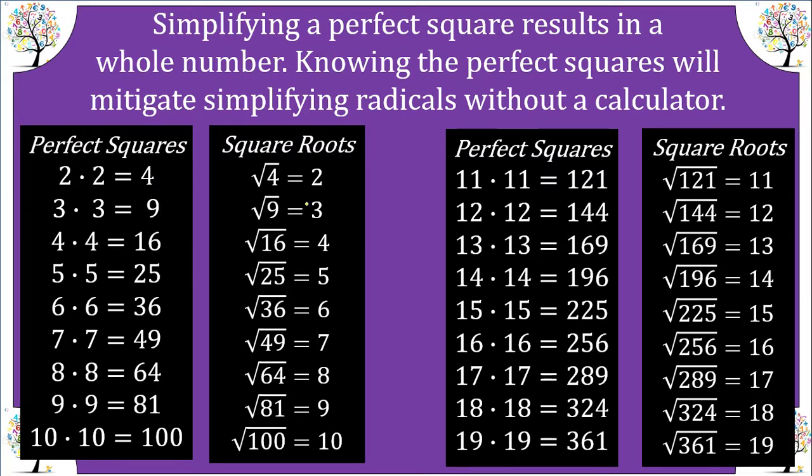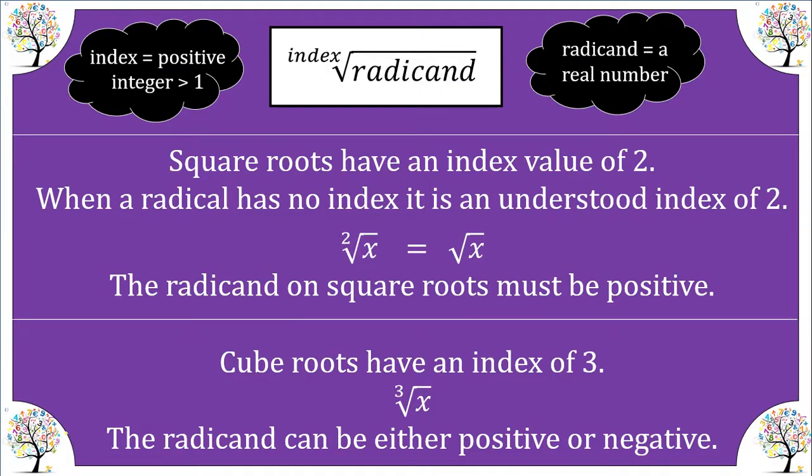So we need to make sure that we have this list, 4 through 61. All of these are perfect square numbers. Now let's take a look to see what a square root is.